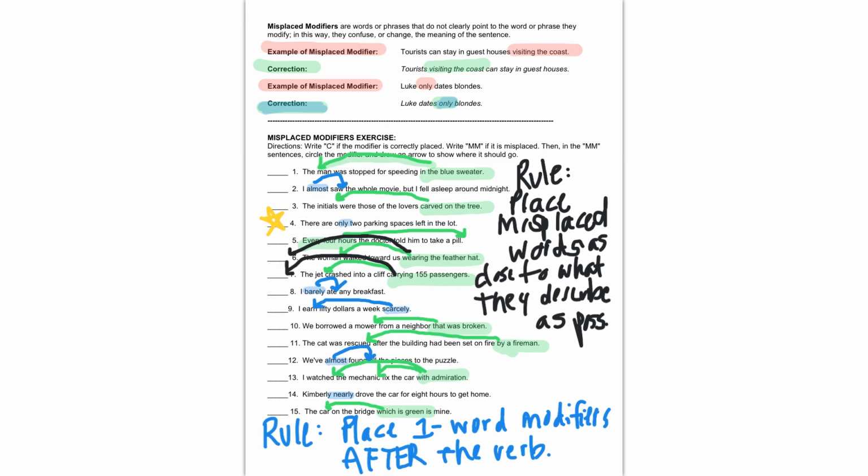And then finally in number 14, I have Kimberly who drove the car nearly 8 hours to get home. We want to get that one-word modifier after the verb, and then it's a combination of placing the misplaced words as close to what they describe as possible. So the nearly describes that it's almost 8 hours to get home.